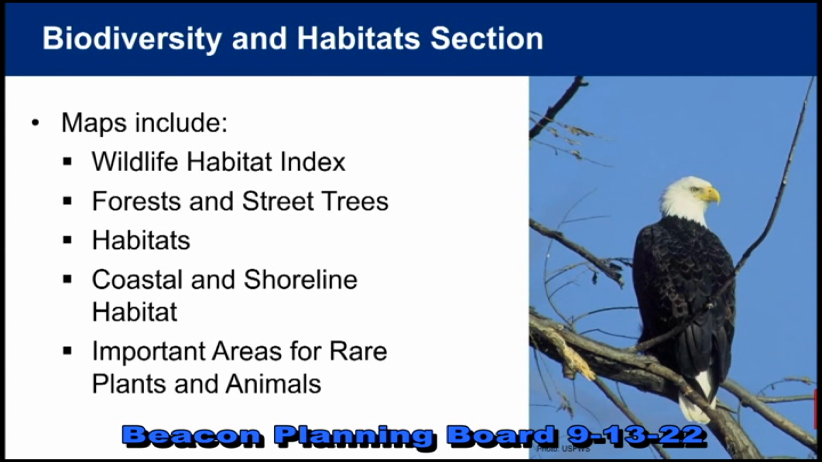There are several maps and a very significant chapter on biodiversity and habitats within the city. Some of the maps included in that were a wildlife habitat index, forest and street trees, significant habitats, coastal and shoreline habitat, and important areas for rare plants and animals.